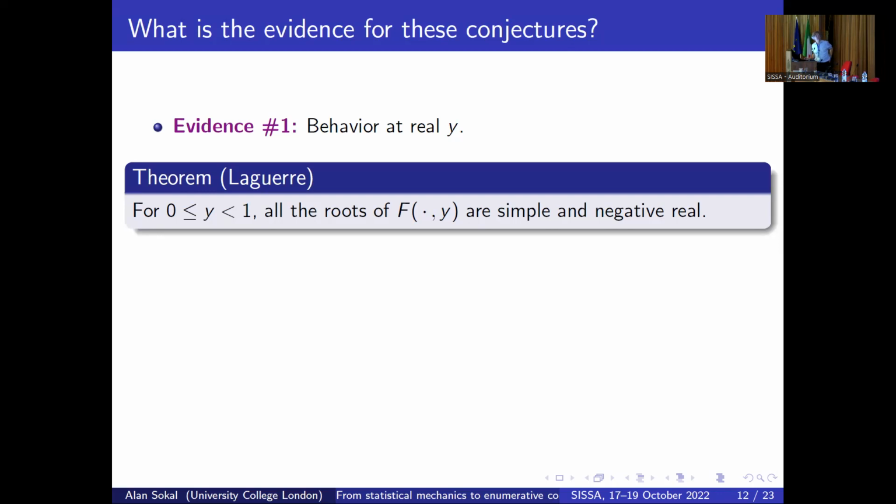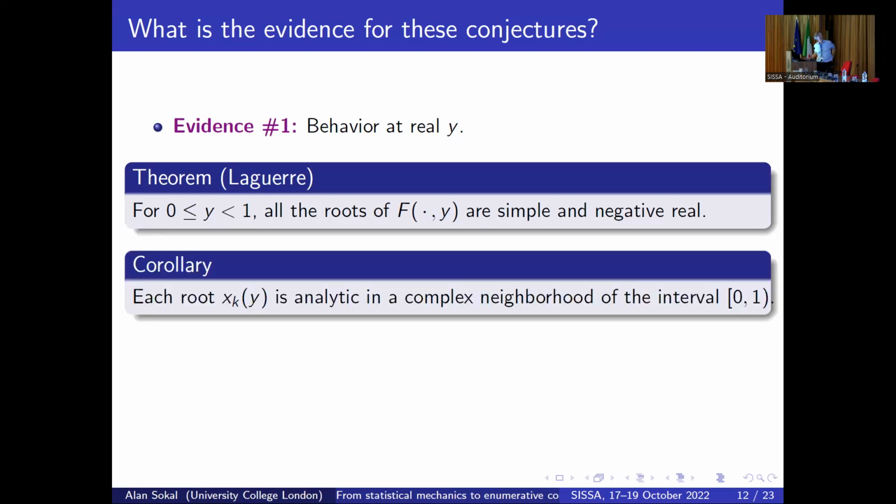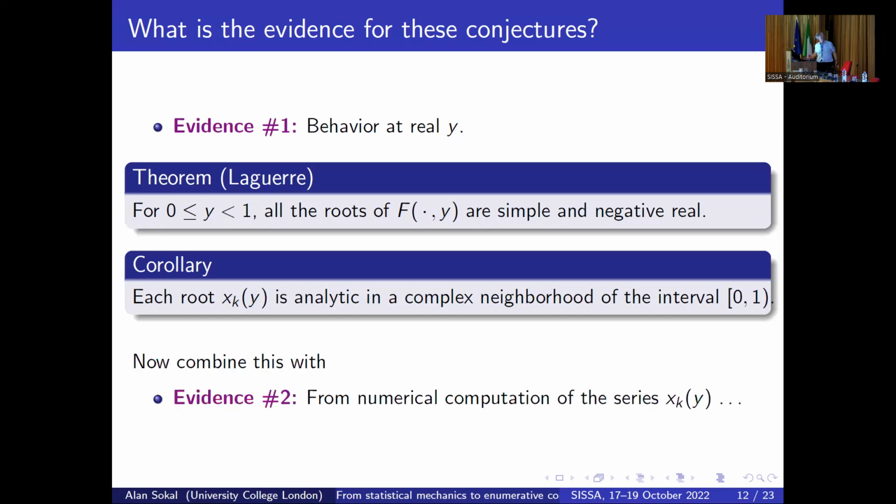So that's nice to know. And so a corollary of that is each root is analytic in a complex neighborhood of the interval 0, 1. So you have at least a little complex neighborhood of the interval 0, 1. For each k separately, there's a little complex neighborhood of 0, 1 where it doesn't collide with any other root. And now I want to combine this with evidence from numerical computation of these series.